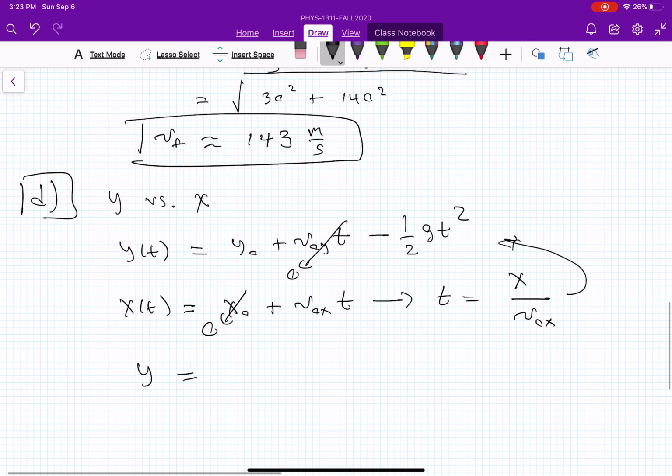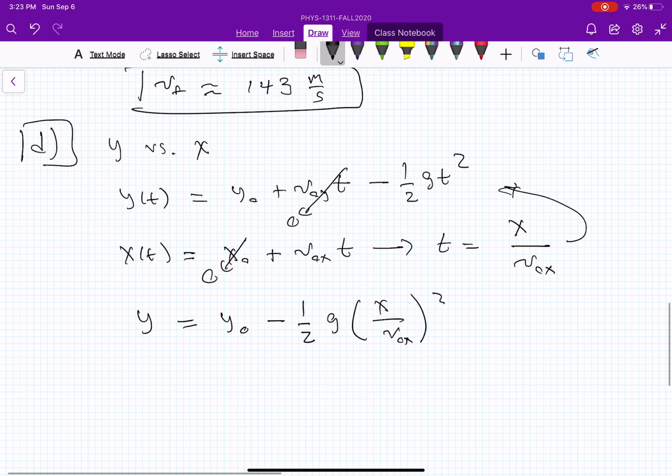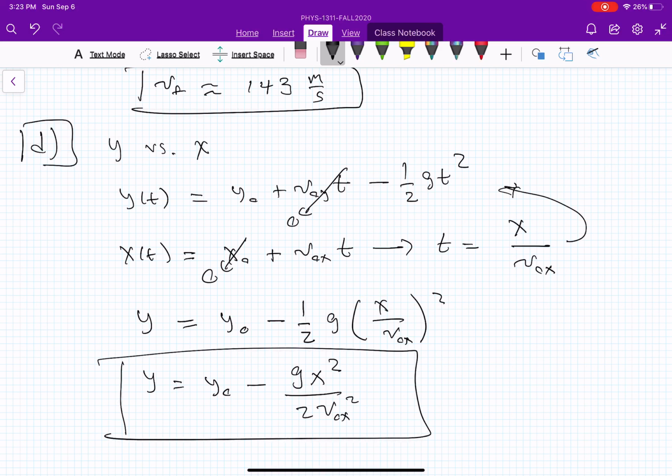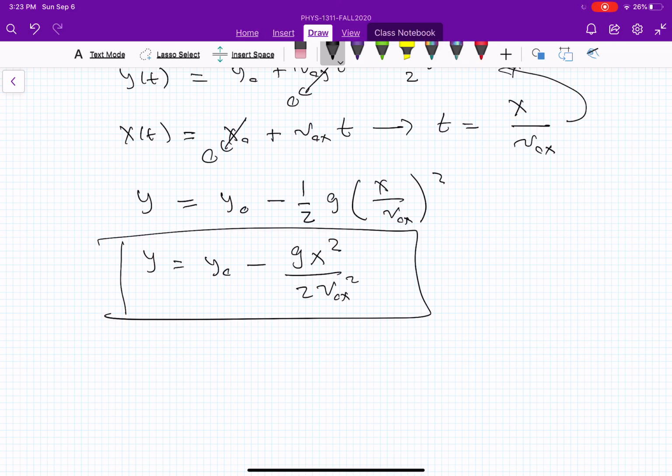So I get y equals y0 minus 1/2 g times x over v0x quantity squared. So this is just y equals y0 minus g x squared divided by 2v0x squared. And notice that this is also a parabola, right? This is a parabola because it goes as x squared and it's concave down because of this minus sign, right? So this is exactly this parabola that we were drawing before, y versus x.